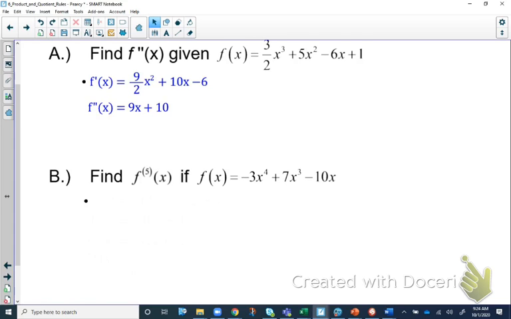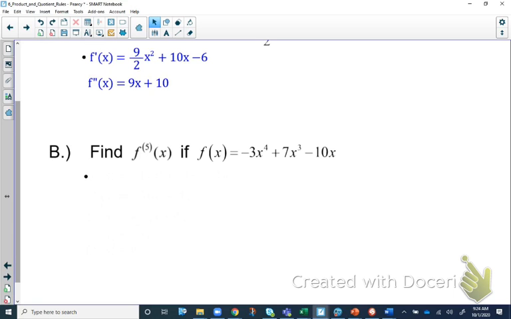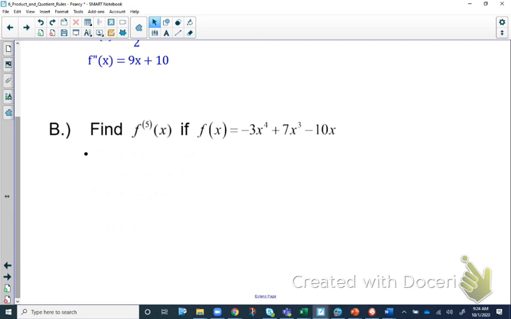So for the next one, again, I'm going to encourage you to pause the video and see if you can get the answer here before I put it up. But again, it's a polynomial, pretty straightforward. The only thing is that it's asking us for the fifth derivative, so it's going to take us a few rows to get through it here.